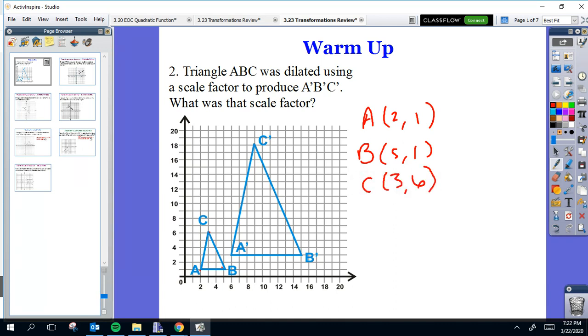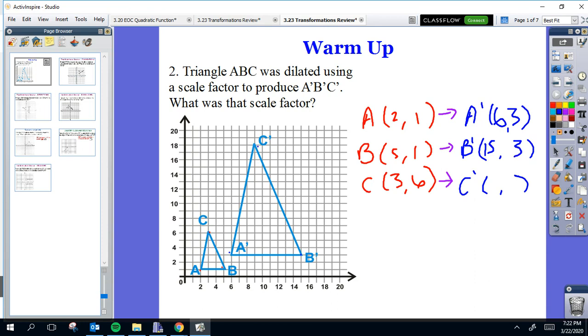Because the next shape has prime next to it, I know that's what's going to be the new coordinates after the transformation. So I have A prime, B prime, and C prime. The value of A prime right here is going to be 6, 3, because remember x goes first and then y. B prime is going to be 15, 3. And then C prime up here is going to be 9, 18.